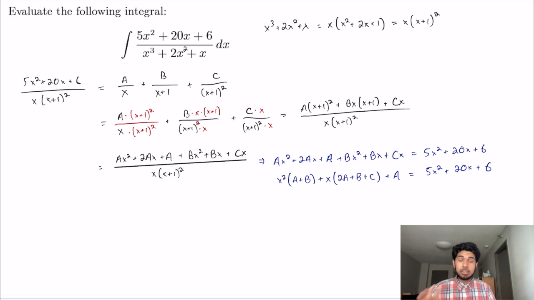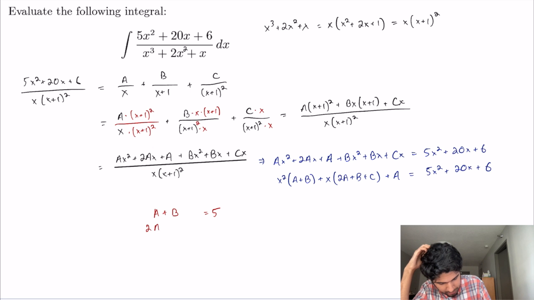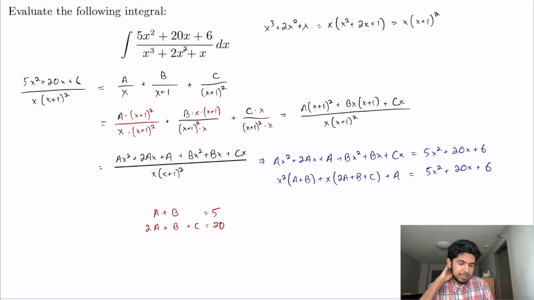And now this induces a system of equations, right? For the x squared times a plus b, on the right-hand side the coefficient of the x squared is 5, so we need a plus b to be equal to 5. For our second term, we see a 20x on the right-hand side, so that means 2a plus b plus c should also be equal to 20. Lastly, we see a 6 on the right-hand side and only one constant term on the left-hand side, which tells us that a should equal 6. So great, we already know what a is, we just need b and c.